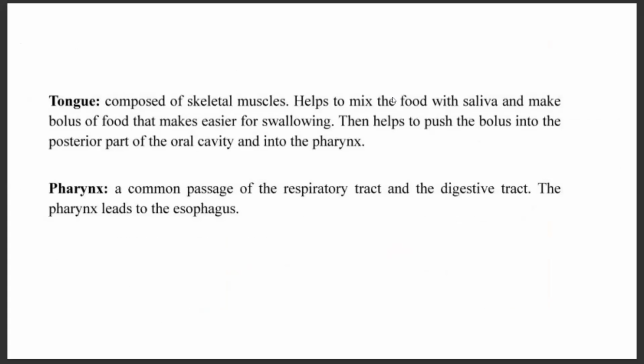Right, tongue and pharynx. Now tongue, it is composed of skeletal muscles. Helps to mix the food with saliva and make bolus of food that makes it easier for swallowing. Then helps to push the bolus into the posterior part of the oral cavity and into the pharynx. Then pharynx, a common passage of the respiratory tract and the digestive tract. The pharynx leads to the esophagus.